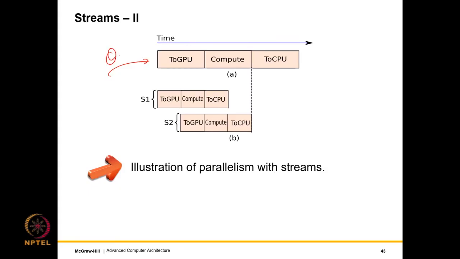Let's say that this is the original computation. In the original computation, we transfer data to the GPU, we do the computation, and it goes back to the CPU. Instead of that, let's transfer half the data to the GPU, and then let's do the computation. At the same time, we transfer the other half. So you can clearly see the overlap here. Then we transfer the results back to the CPU. At the same time, the computation happens for the second stream. So this is stream 1, this is stream 2. And then we transfer it back to the CPU.